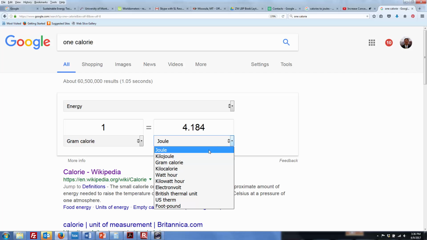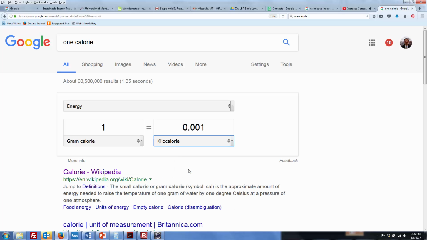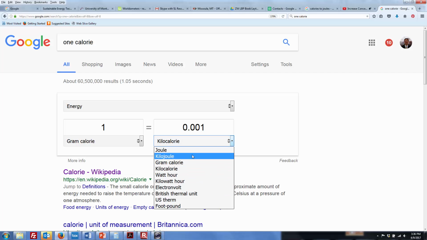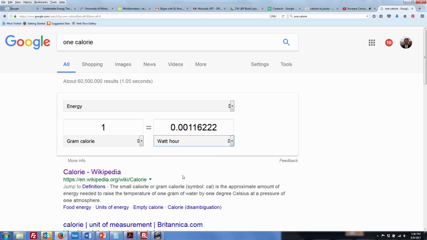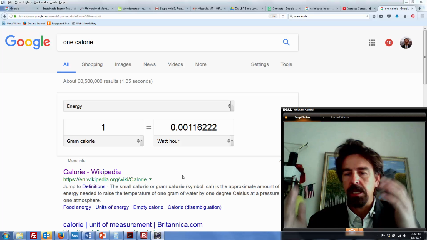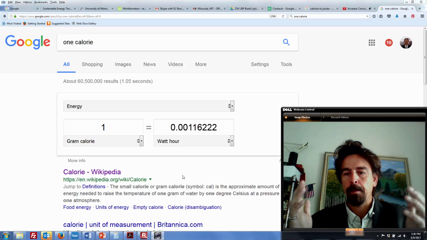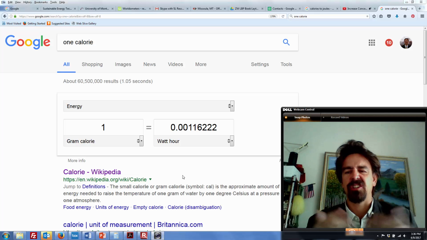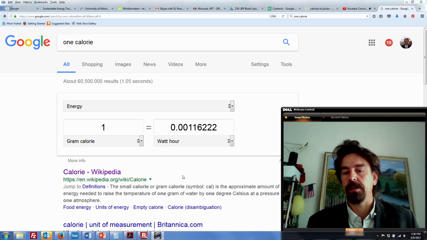We can put that in kilocalories, obviously 0.001. Doing that calculation, we can go in watt hours. We can change from any type of energy to a different type, just like changing from one type of money to a different type.